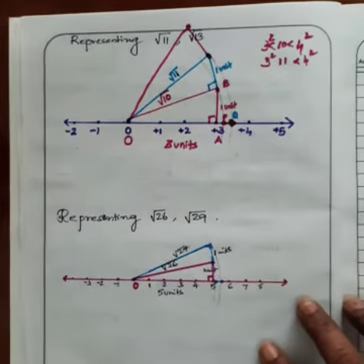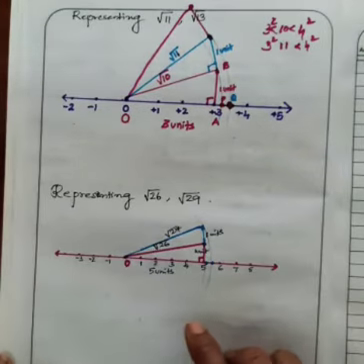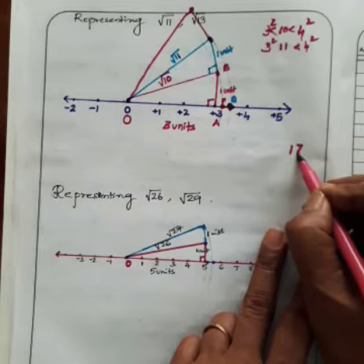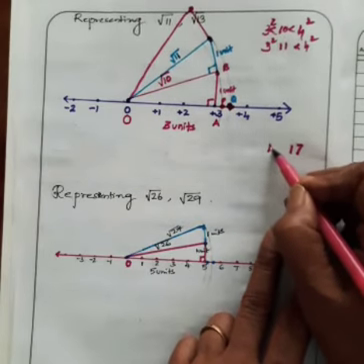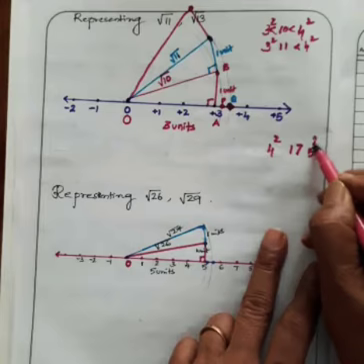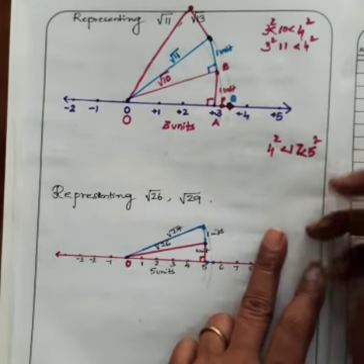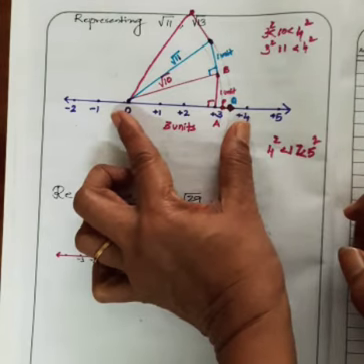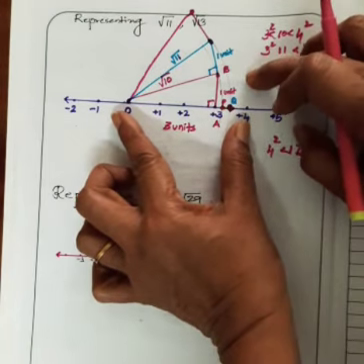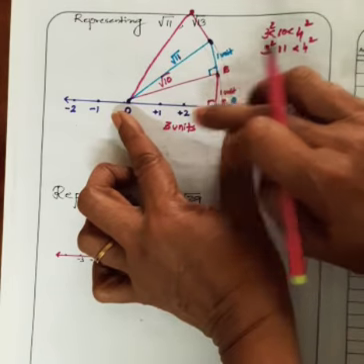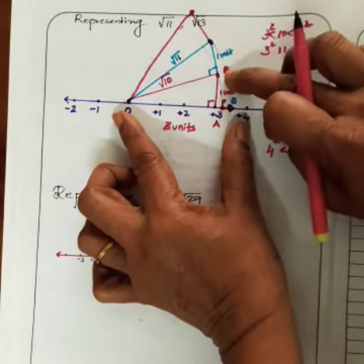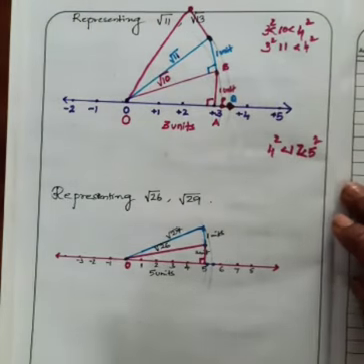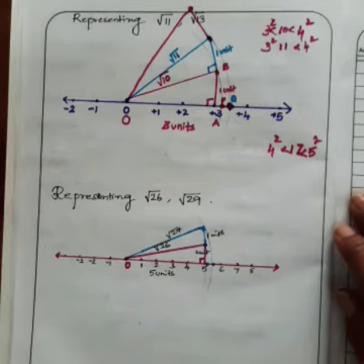Now what will you do for root 17 if there is root 17? 17 is a value which lies between 4 square and 5 square, right? So your base has to be 4 units. You draw a perpendicular here. So this will be 4 square is 16 plus 1, 17. The hypotenuse will be root 17. So for root 17, root 18, root 19, root 20, your base will be 4 units.